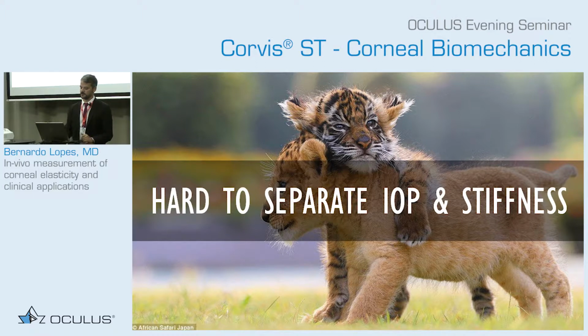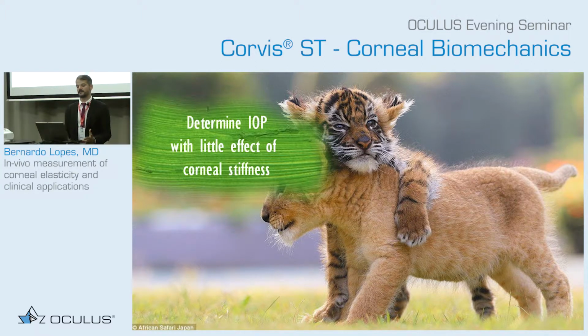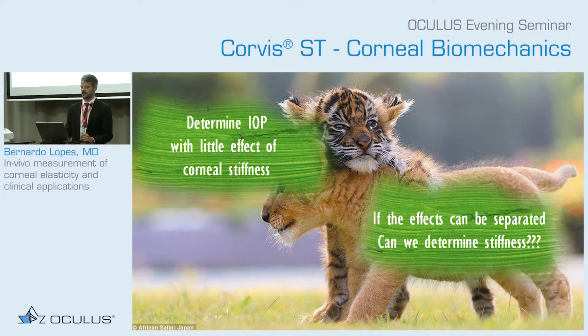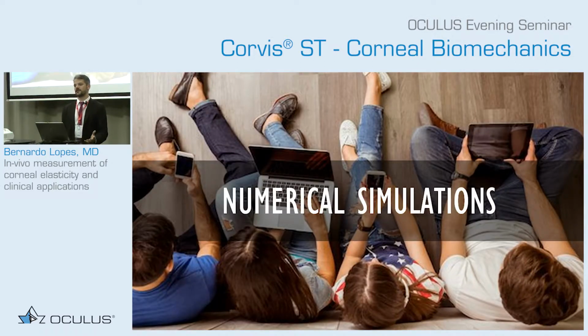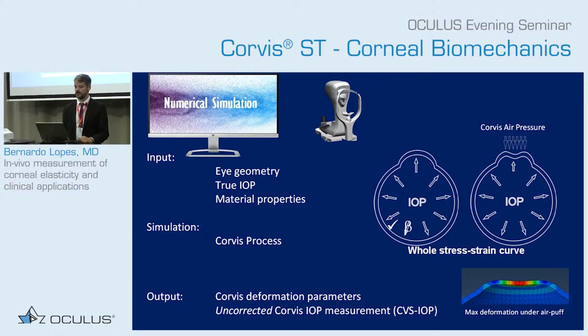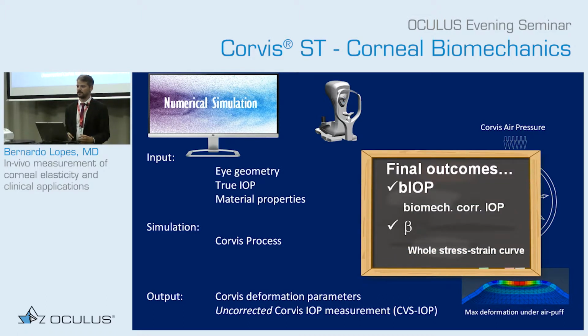And here is how our group in Liverpool is trying to work. If we can determine the IOP with little effect from corneal stiffness, and if they can be separated, can we measure the stiffness? We're living in the post-millennial era, Generation Z, so we have computers to help us. We can do numerical simulations. We can input the eye geometry, the IOP and the material properties, simulate the Corvis in the computer, and then compare with the real deformation. Through an engineering process called inverse analysis, we can find as outcomes the biomechanically corrected IOP and the beta value. The beta value is a single value that expresses the full stress-strain curve.